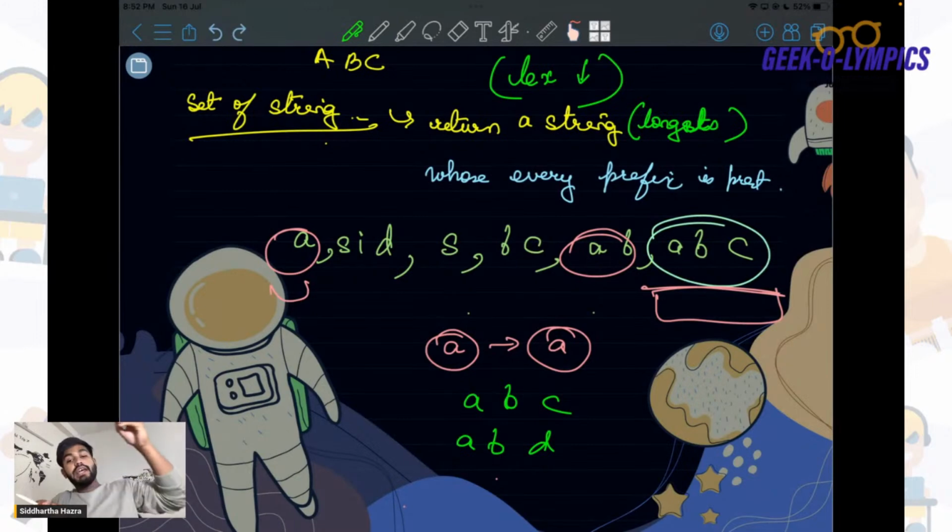It should come first in dictionary order. Like ABC will come before ABD in the dictionary. What do you mean by lexicographically smallest or largest? It just means that the particular string would come before that, but ABC would come before ABD.